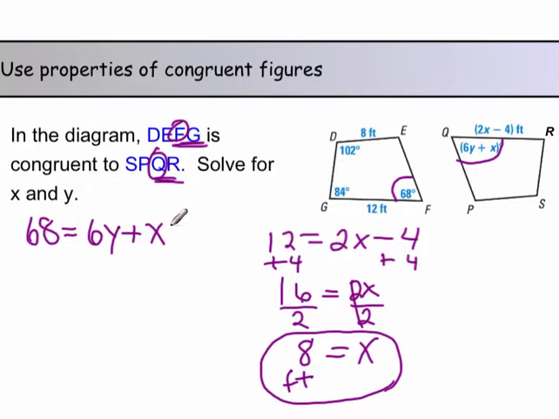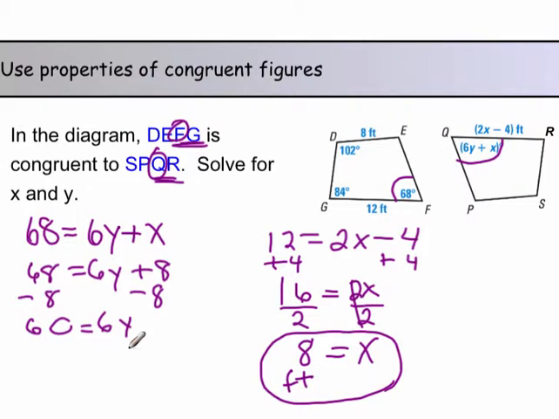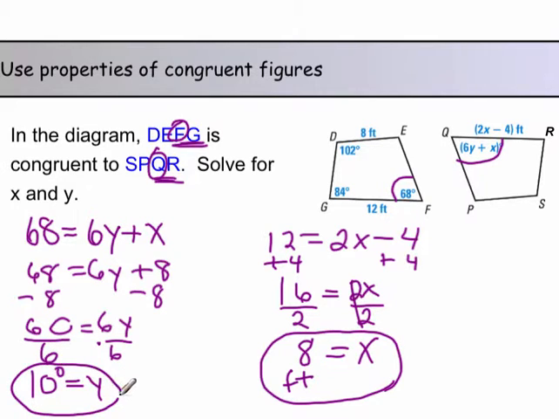Now that I know what x is, I can go over here and plug that in. 68 equals 6y plus x is 8. Now to solve, I would subtract 8 first. So 60 equals 6y. And then we would divide both sides by 6. 60 divided by 6 is 10, equals y. Okay? And this is angle measurement, so this would be 10 degrees. Y is 10 degrees. Okay? So there is x and y.